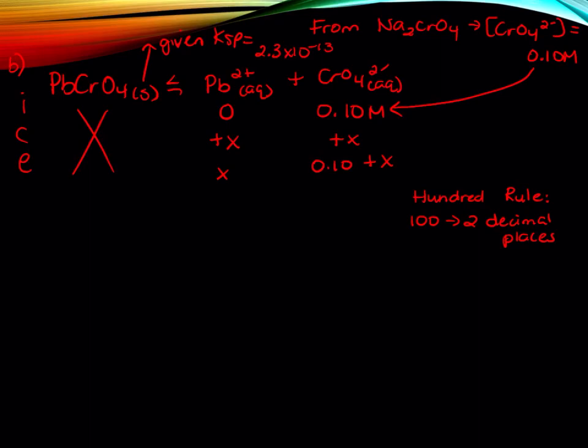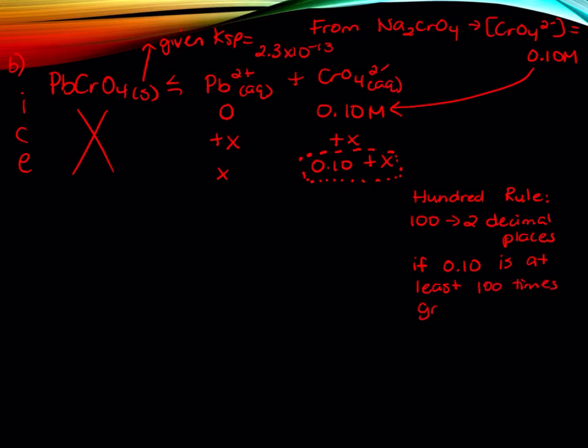Okay, so 100, like the number 100, is 2 decimal places, essentially. If you have a number that is 2 decimal places different than the KSP value, then you can basically ignore it. What's going to happen is when we go back and plug in x into this expression down here, the x value is so small that it's not going to change the 0.1. Okay, so I'm going to write that out.